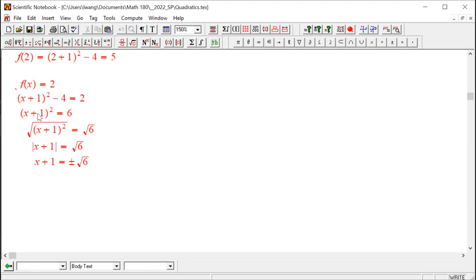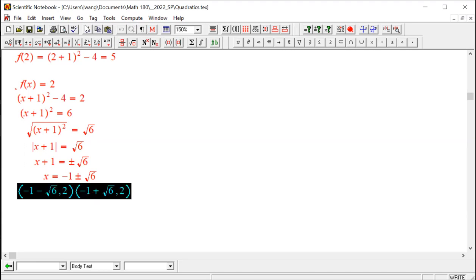And we got 2 points. So what are these 2 points? So x is equal to -1 plus or minus root 6. So what are these 2 points we have? Right here: -1 minus root 6, and the other one is -1 plus root 6. And these are the inputs, and the output is 2. They share the same output.